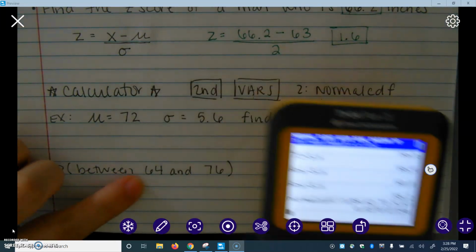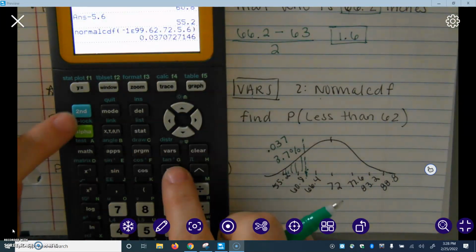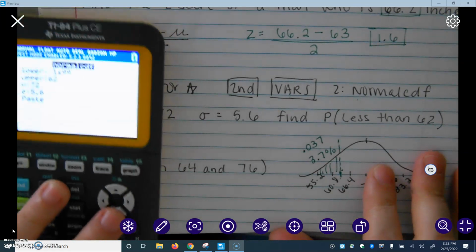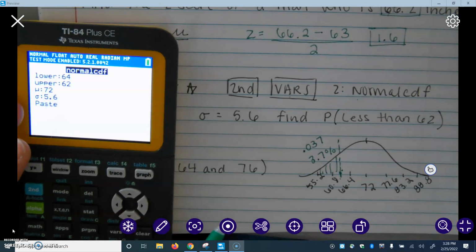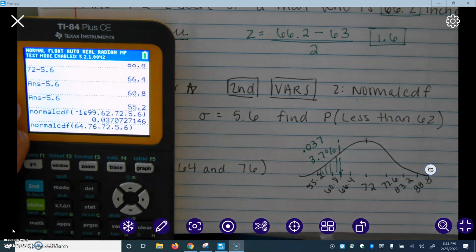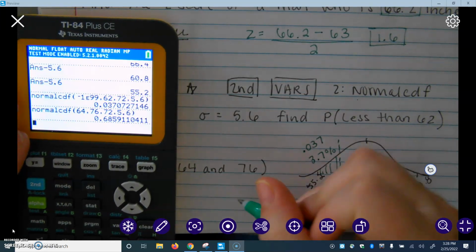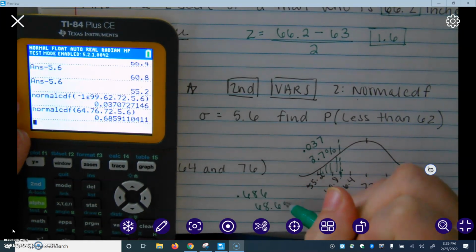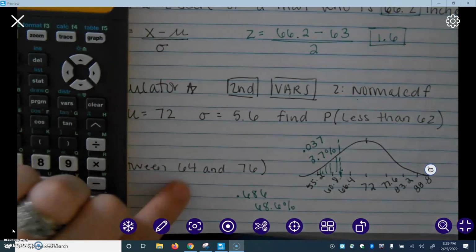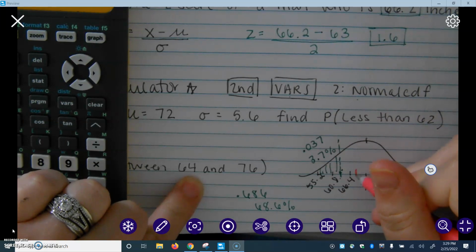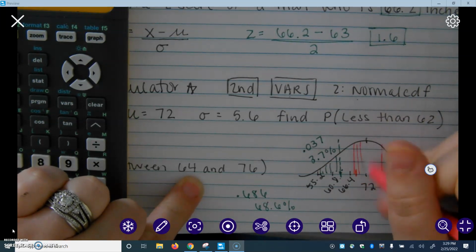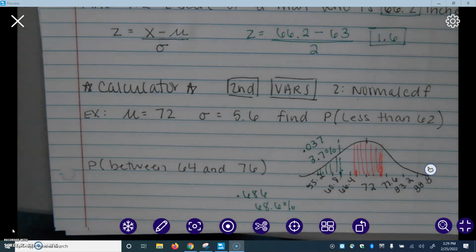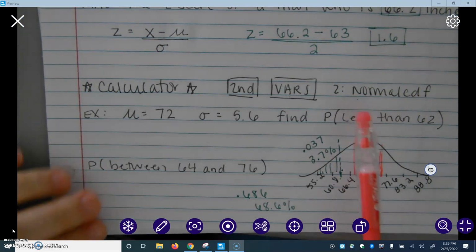All right, so find the probability of choosing between 64 and 76. So again, my second var is option 2. This time 64 is my low and 76 is my upper. So 0.686, so 68.6%, and 64 would be somewhere in here, 76. So that should make sense that it's somewhere close to 68 because it's close to being 1 standard deviation away in both directions. All right, so that's normal CDF.